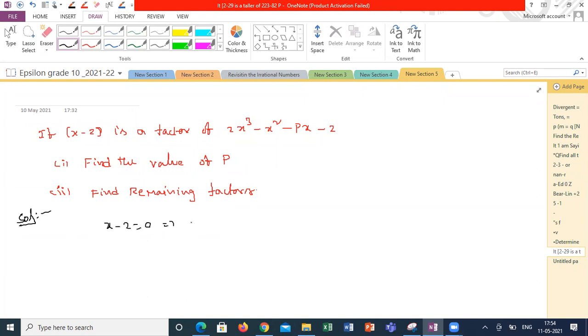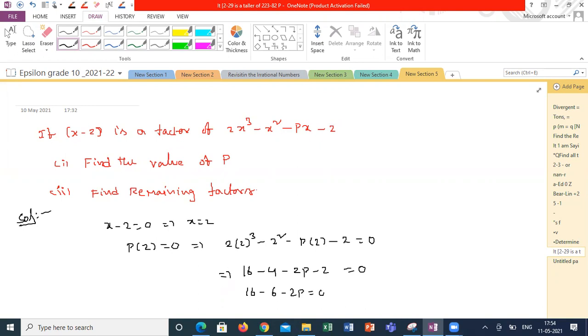From x is equal to 2, P of 2 must be 0. That is 2 into 2 whole cube minus 2 square minus p into 2 minus 2 is equal to 0. This will be 16 minus 4 minus 2p minus 2 is equal to 0. 16 minus 6 minus 2p is equal to 0. From here 2p is equal to 10, so p is equal to 5. So what is the next step?